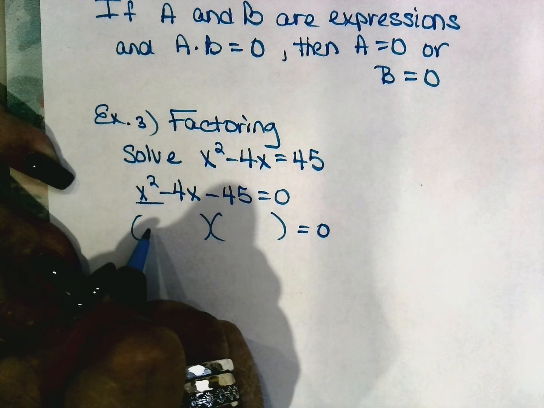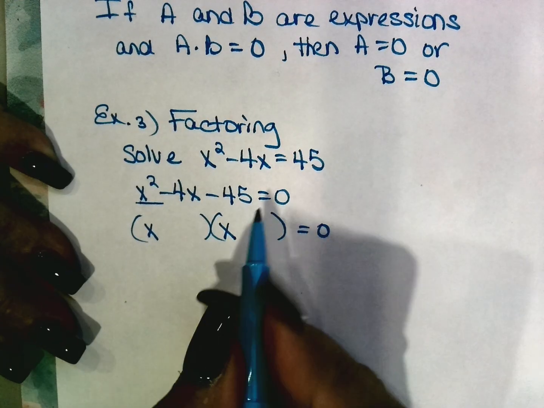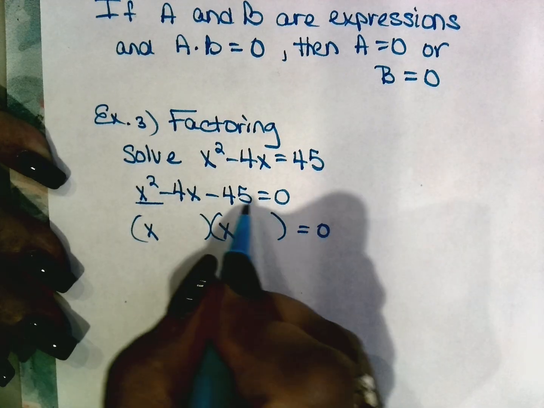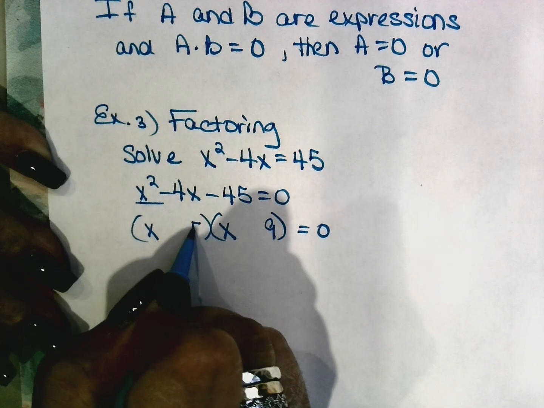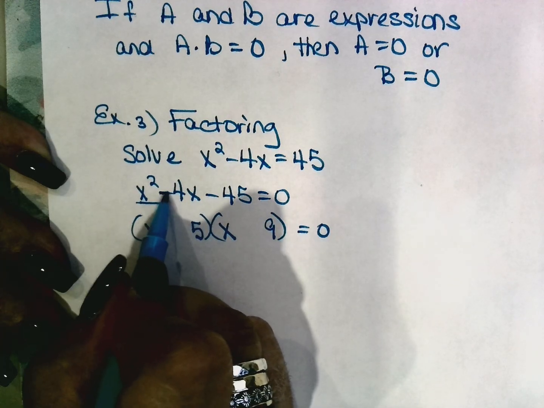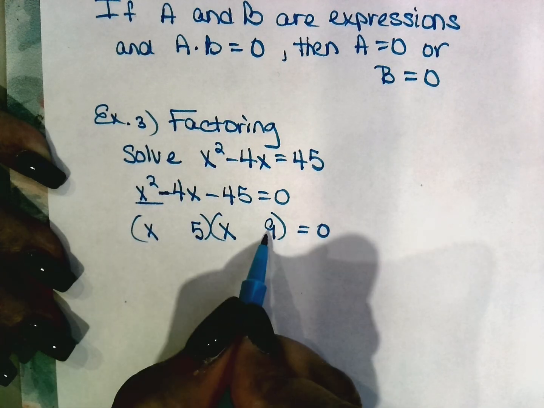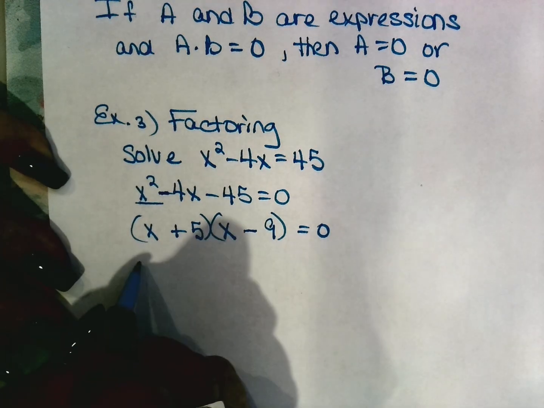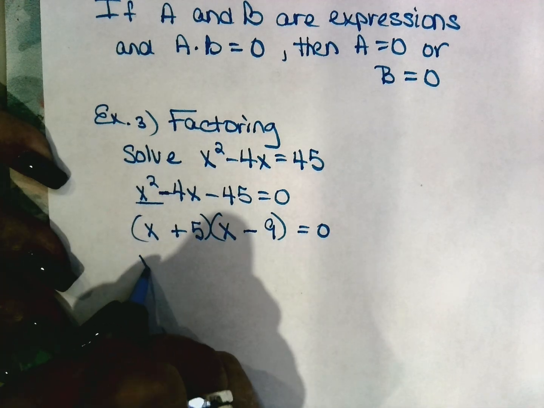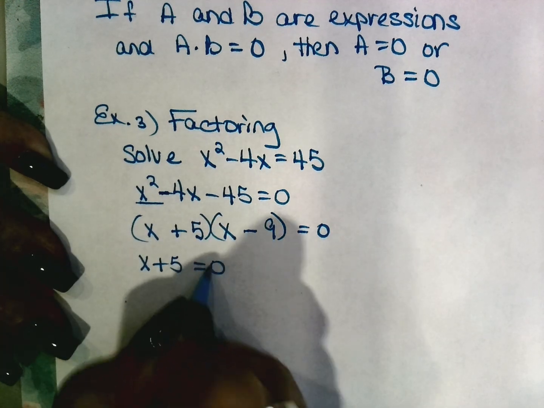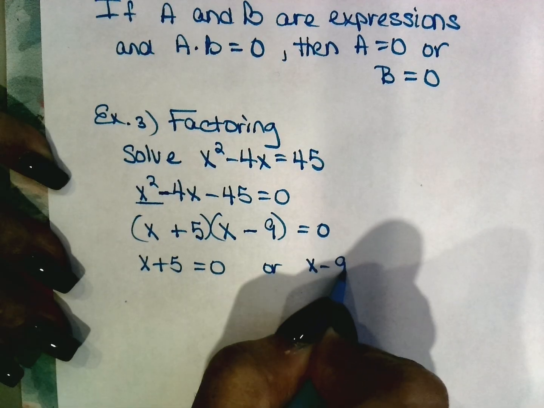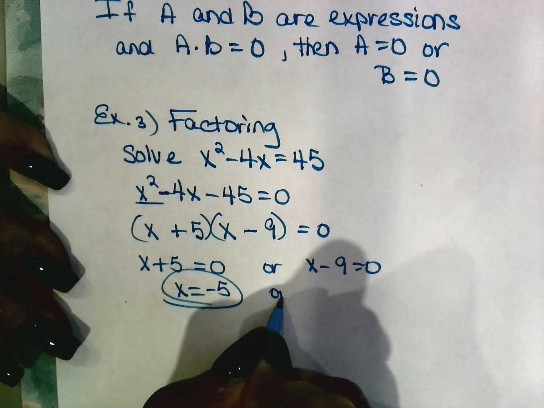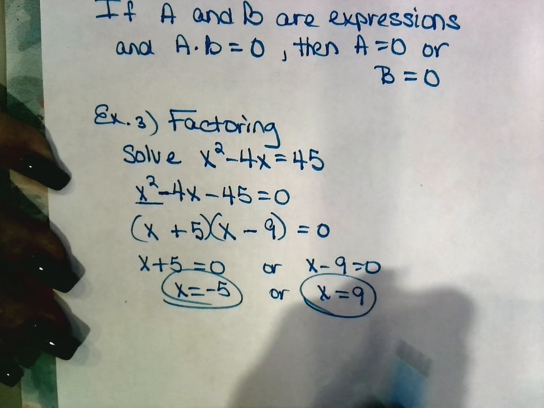So factors of x squared are going to be x and x. Factors of 45 that will add or subtract and give you a 4 are going to be 9 and 5. Again, this is a negative 4x. That means the larger number, which is 9, will be negative, and the smaller number will be positive. And this, because of the zero product property, means that either x plus 5 is 0 or x minus 9 is 0. This means x is negative 5 or x is 9.